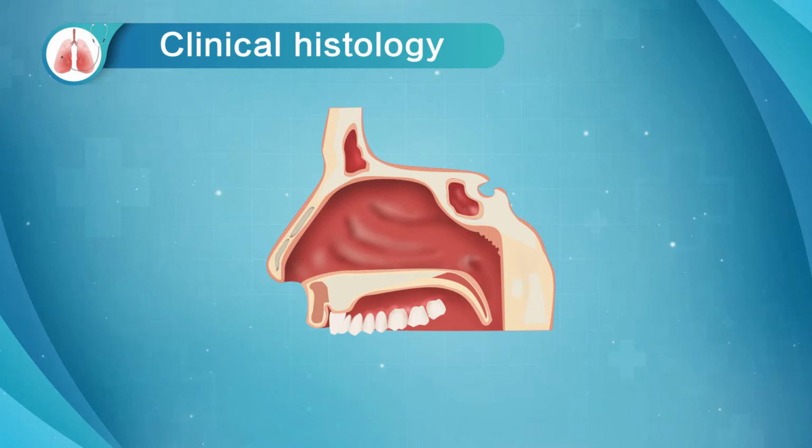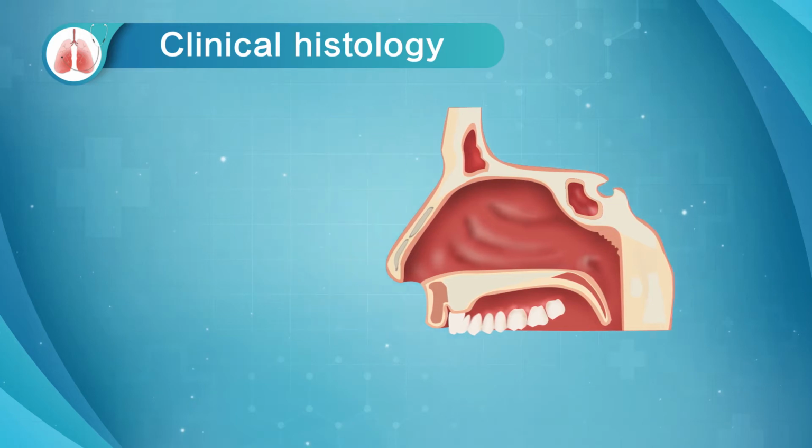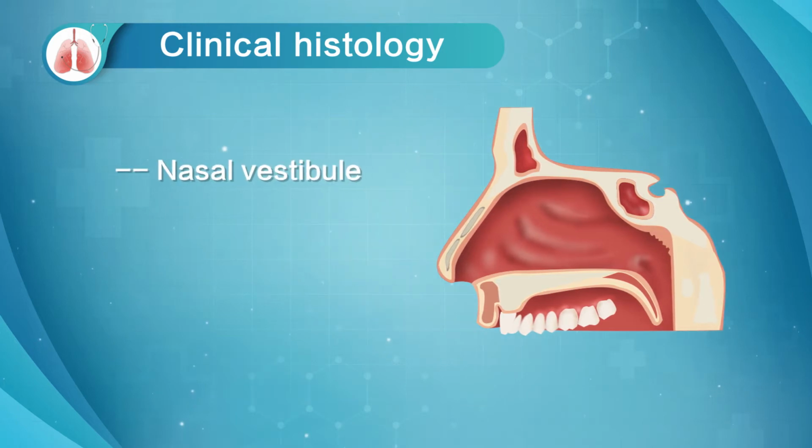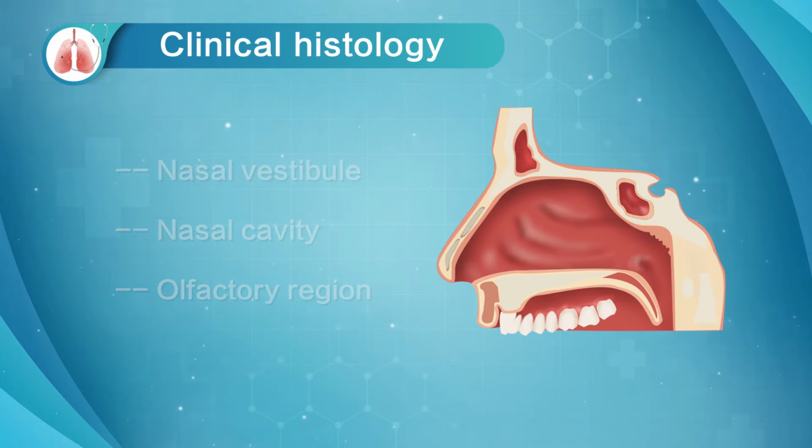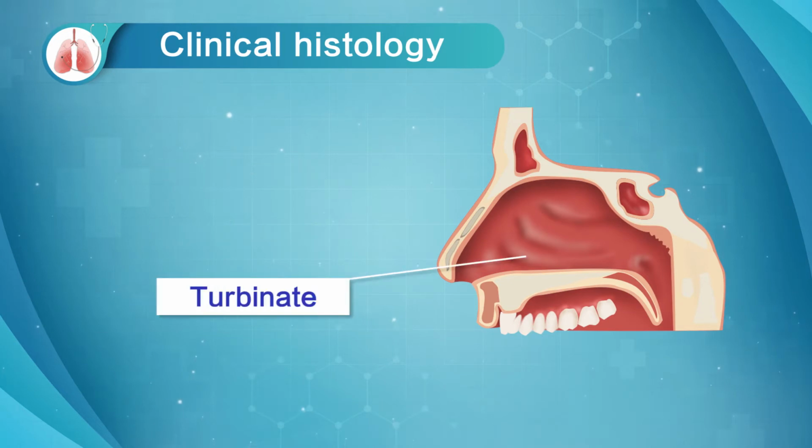As we can see in the picture, this is the coronal section of the maxillofacial region. It shows the vestibular part, nasal cavity, and olfactory part of the nose. The most important part of the nasal cavity is the turbinate. They reduce airflow and enlarge the surface area for warming the inhaled air.